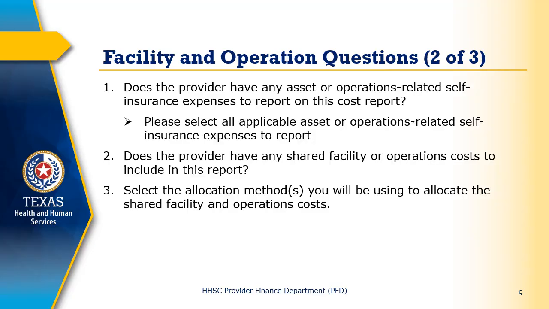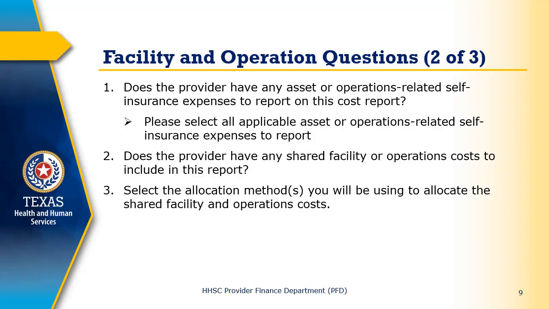One key question to address is whether the provider has any asset or operations-related self-insurance expenses to include in the report. Additionally, providers are asked if they have any shared facilities or operational costs that should be included in the report for a comprehensive financial assessment. If the user selects No for shared costs, the section related to shared facilities and operations will be locked to prevent any modifications. Shared costs are expenses that benefit multiple entities and are not solely allocated to one, thus requiring a fair distribution method among the entities involved.